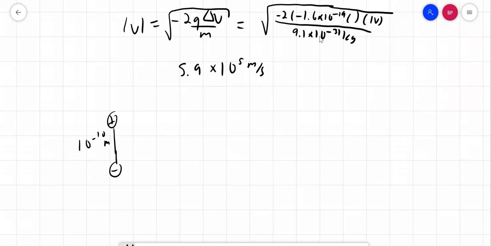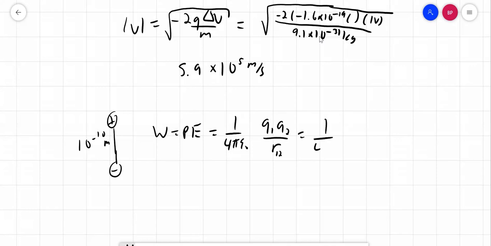Well, that took no work because there's no other charges that we had to fight against. Next, we bring the negative charge in. So when we bring the negative charge in, we do have to fight against this positive charge. So what's that work? That work is equal to the potential energy in our system. That's 1 over 4 pi epsilon naught times each charge divided by the distance between them.